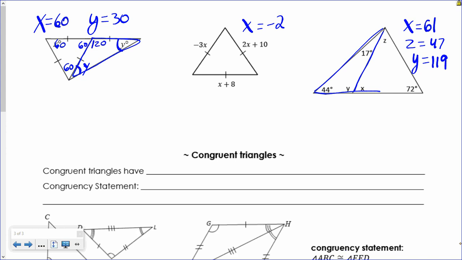Just before I move on, I want to make sure it's clear to you. An exterior angle can be exterior to one triangle, but be inside another one. Just because this x is inside of this triangle doesn't mean that it's not exterior. It's still exterior to this triangle. Just make sure you don't confuse that.